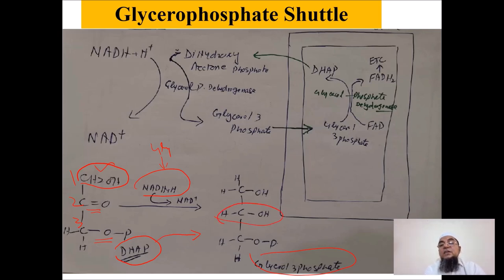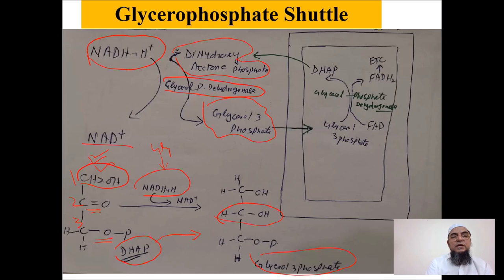Now the glycerol 3 phosphate can easily cross the mitochondrial membrane. So now let's see here. Any metabolic process that gives NADH, present in the cytoplasm, and you want to transfer this into mitochondria, what will happen? NADH will give 2 hydrogen to dihydroxyacetone phosphate, like this one. And then when dihydroxyacetone phosphate accepts the 2 hydrogen, it will convert into glycerol 3 phosphate. The enzyme is glycerol 3 phosphate dehydrogenase. NADH will convert into NAD. This is reduced, this is oxidized. Now this glycerol 3 phosphate will cross the mitochondrial membrane and enter into the mitochondria.